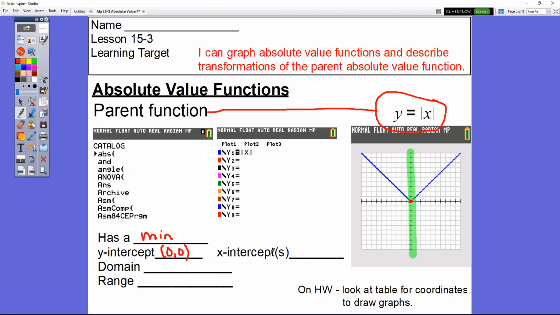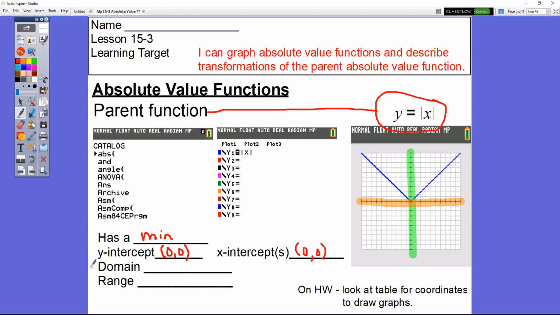Where does it cross the x-axis? So now we're looking at this axis. Where does it cross or touch the x-axis? Well, it happens to touch it at the same exact place. It is at 0, 0.